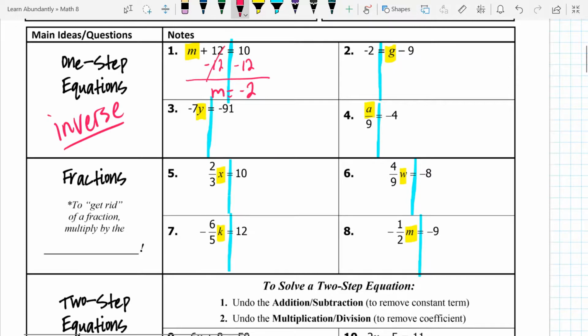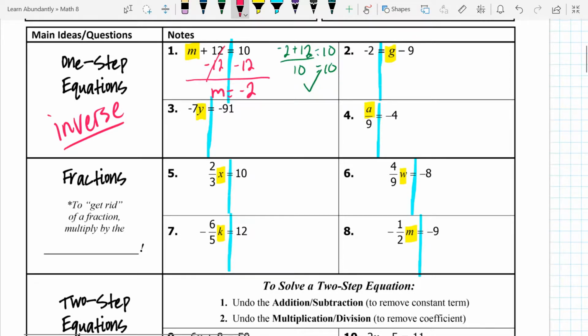Now, if I wanted to check my work, all I'd have to do is take that negative 2 and put it back in place where that m was. So I'm going to try this. I'm going to rewrite my equation, except this time I'm going to use negative 2 instead of an m. Negative 2 plus 12 equals 10. If I type in my calculator negative 2 plus 12, I get 10 equals 10. So that checks to prove that it worked. My answer is m equals negative 2.